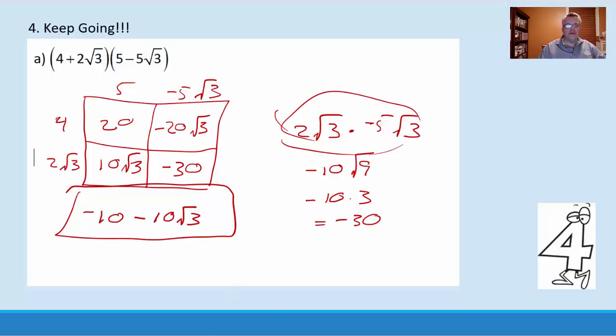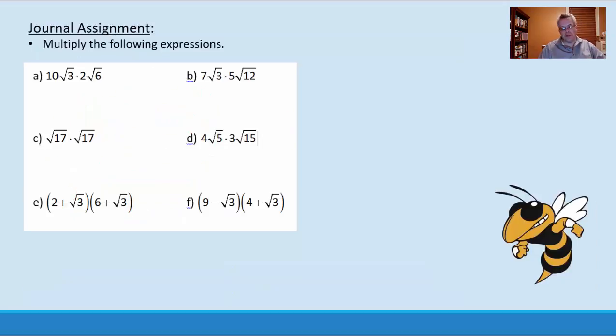Alright, got a couple for you. So take a look at the journal assignment. These first 4 are like the review problems we did on the very first slide. So those should be kind of familiar. For E and F, you got to do the box method. Set up 2 by 2 boxes and multiply those. Alright, good luck.